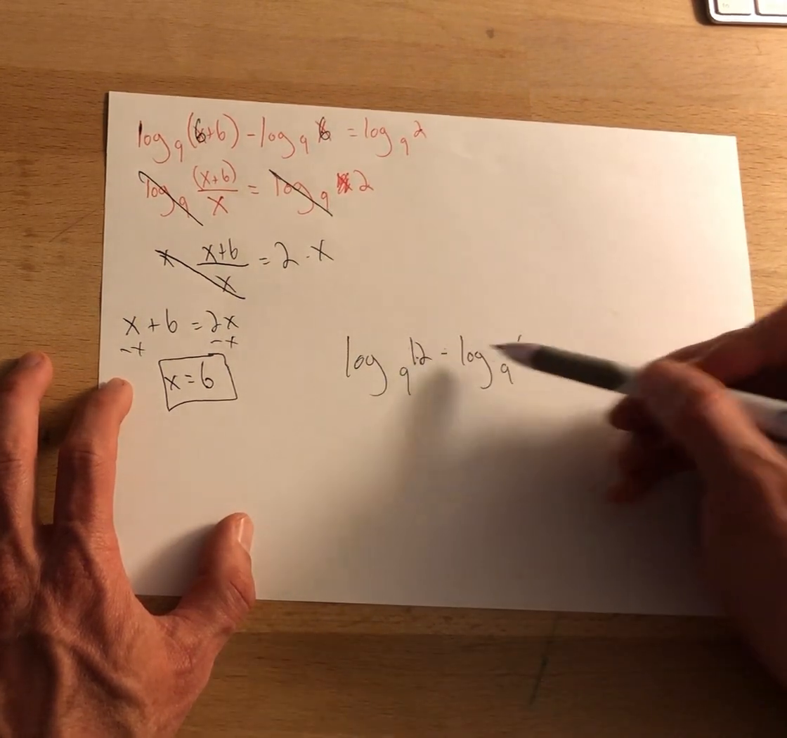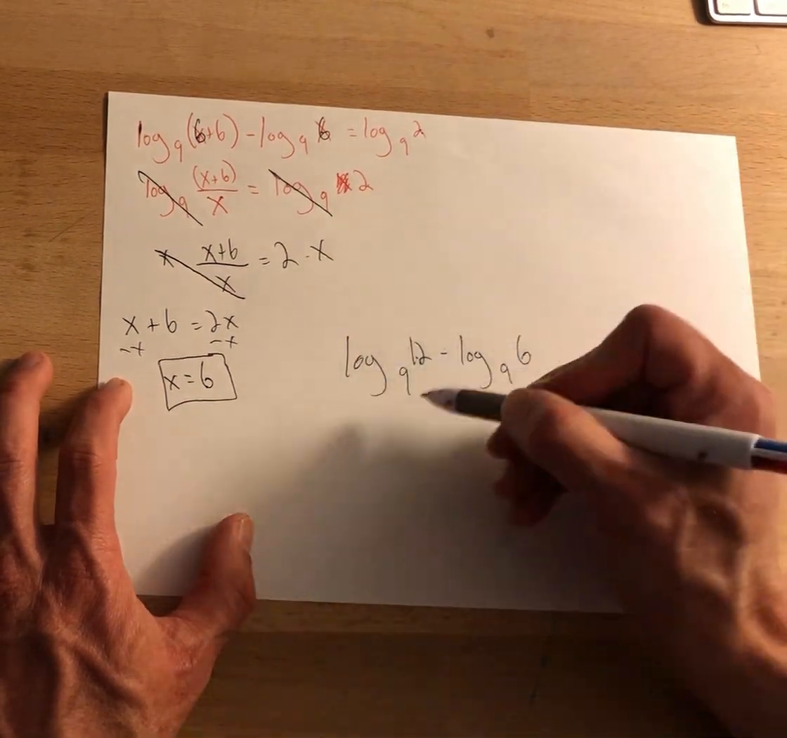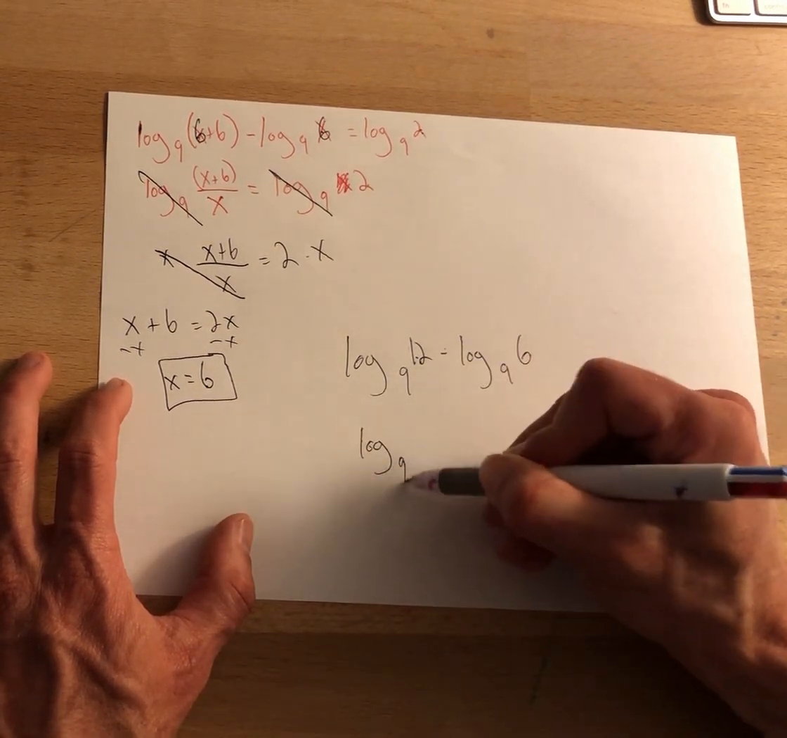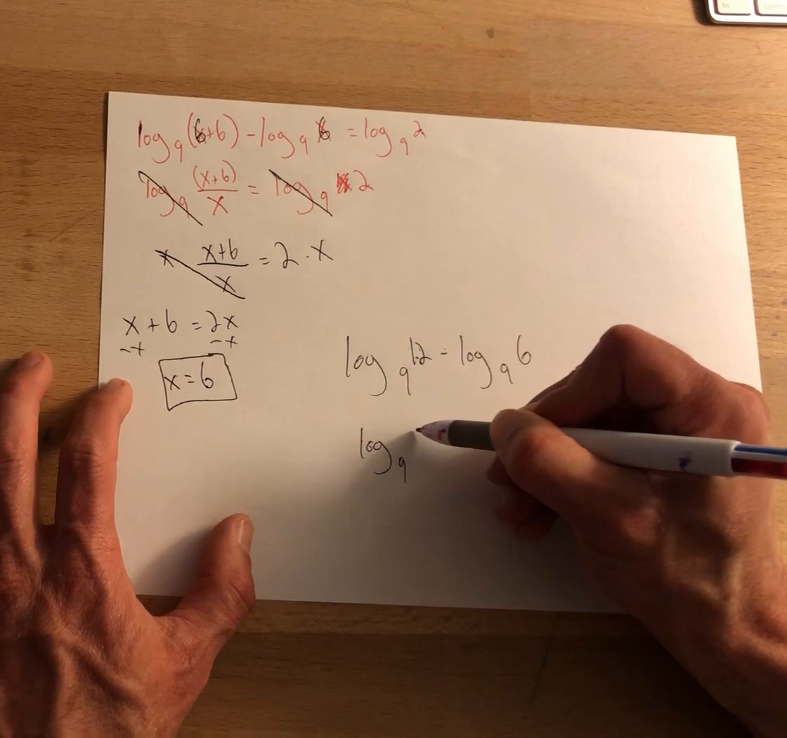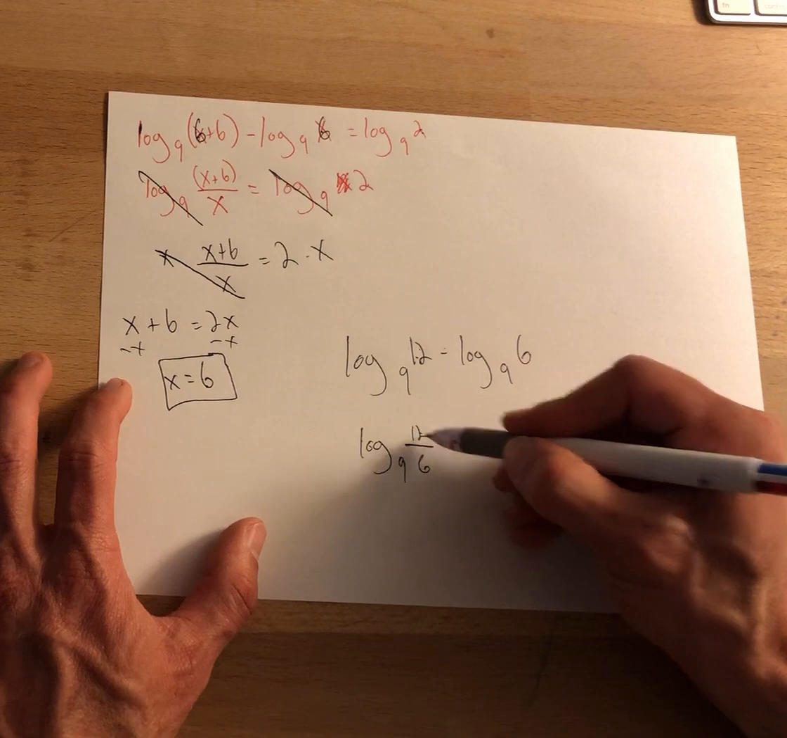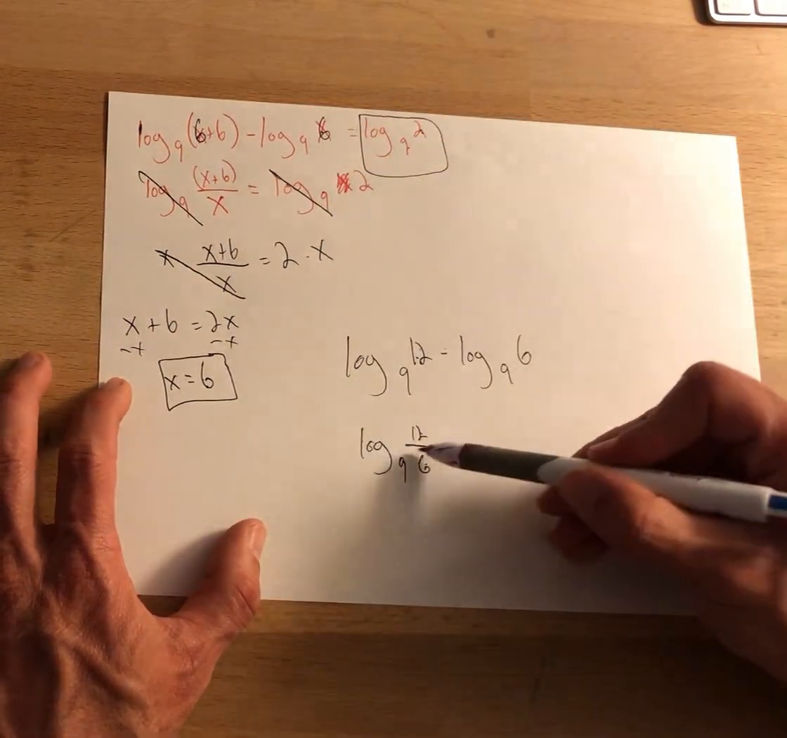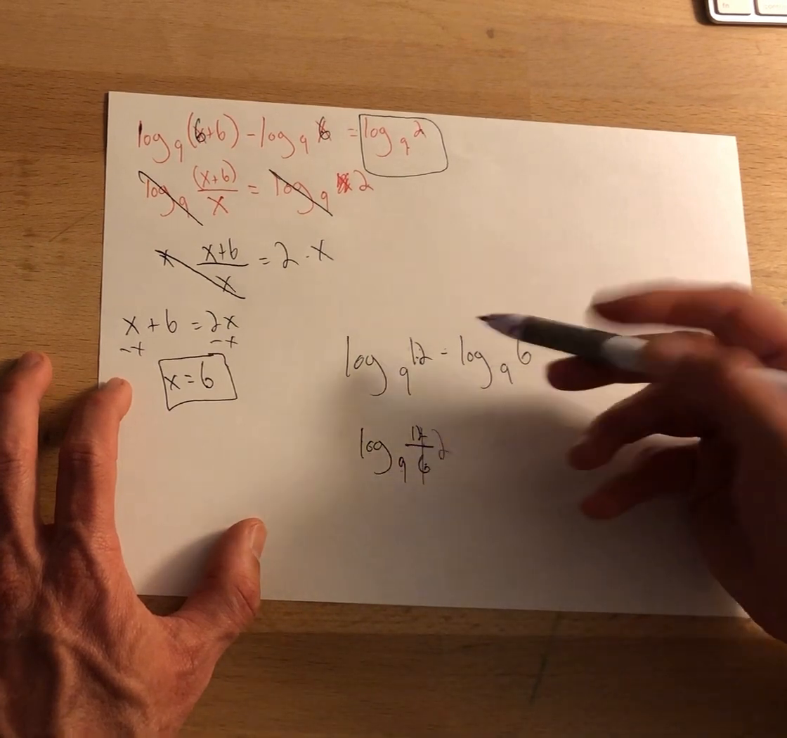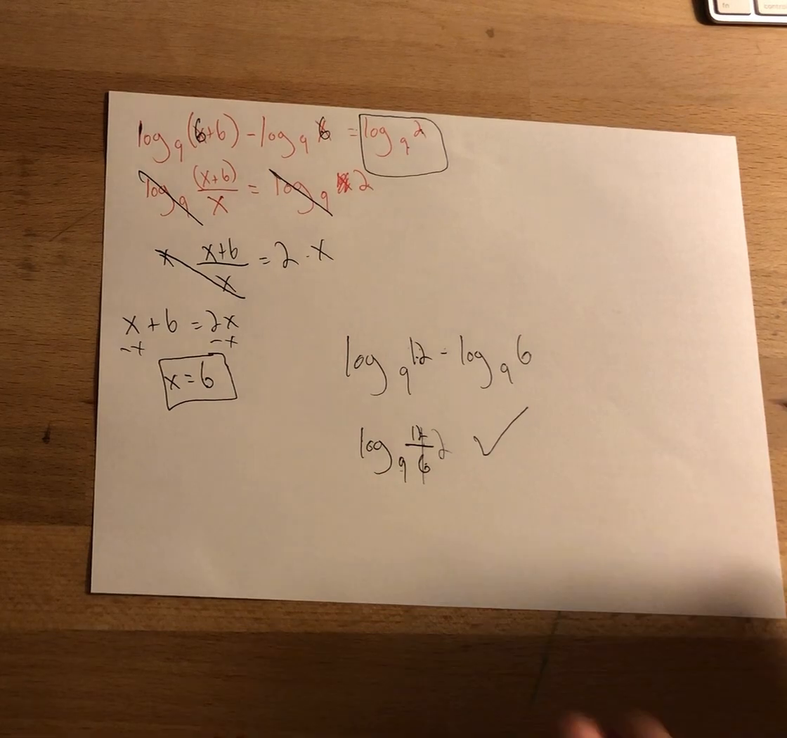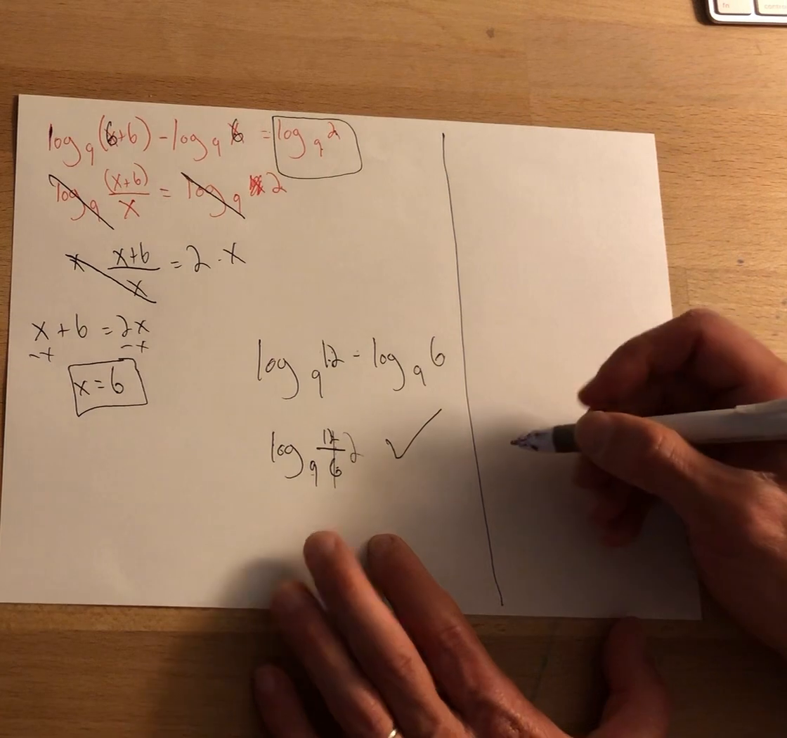You might say, wait, 12 minus 6 is 6. It's not 2. This is not correct. Well, you're wrong, because remember, when you subtract logs, it's the same thing as taking your positive log and dividing it by your negative log. 12 divided by 6 is log of 2 base 9. This becomes a 2 of base 9. That's it. There's the first example. All right, let's try the next example.